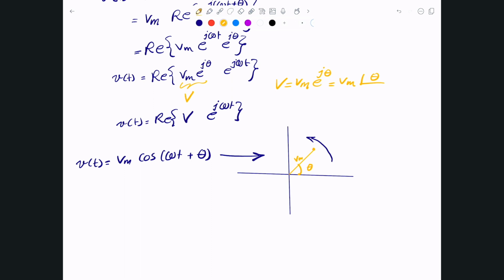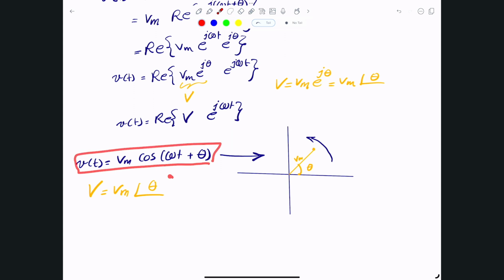I ended up with just a phasor representation of this voltage, and this phasor representation tells me that V, which is a complex number, is V of m with phase angle theta, and it doesn't contain time now. So I actually converted from a time domain, which is a function of time, to not a time domain, what we call a phasor domain. So I converted an input that is a sinusoid into what we call a phasor.